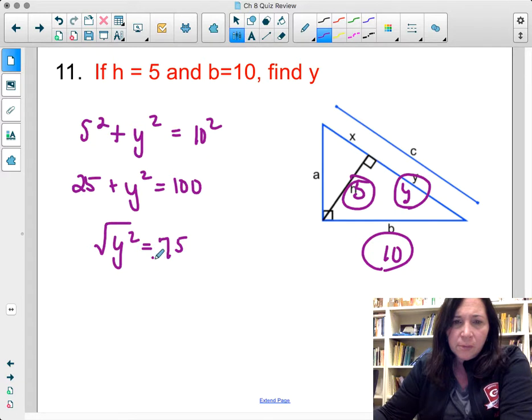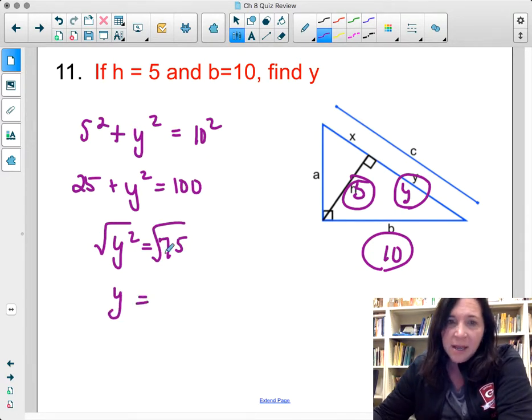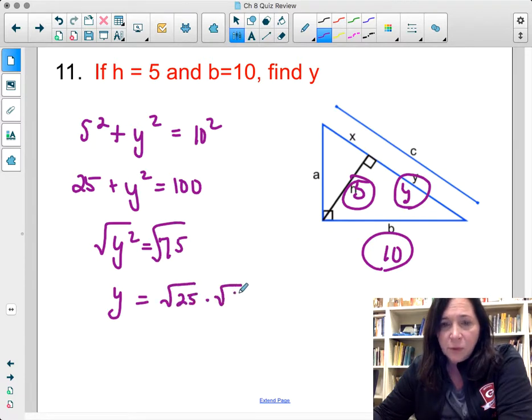I'm going to square root both sides. The Y is going to unsquare root itself and become Y. The square root of 75 is actually the square root of 25 times the square root of 3. Well, the square root of 25 is 5. So we have Y is equal to 5 root 3. And so that's what Y is.